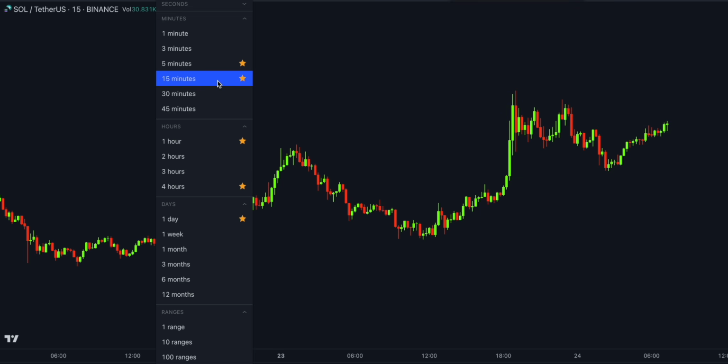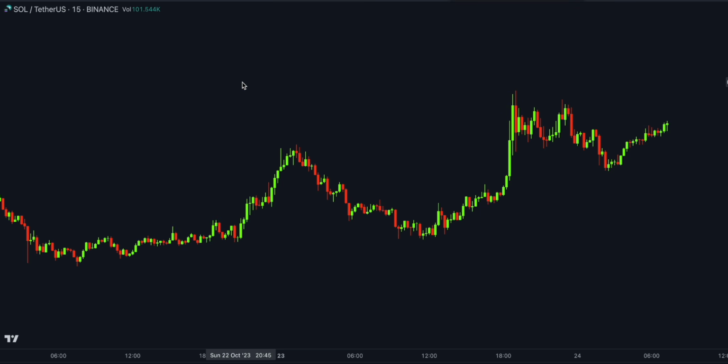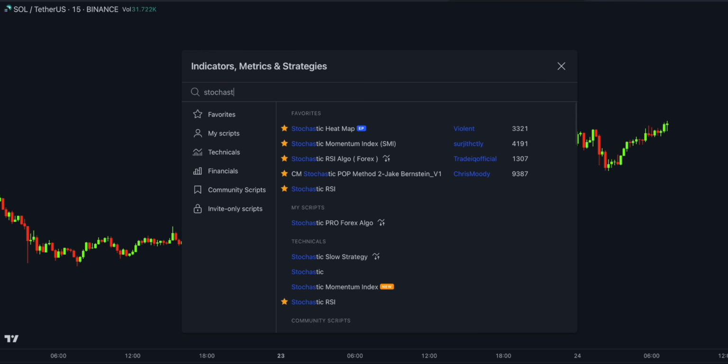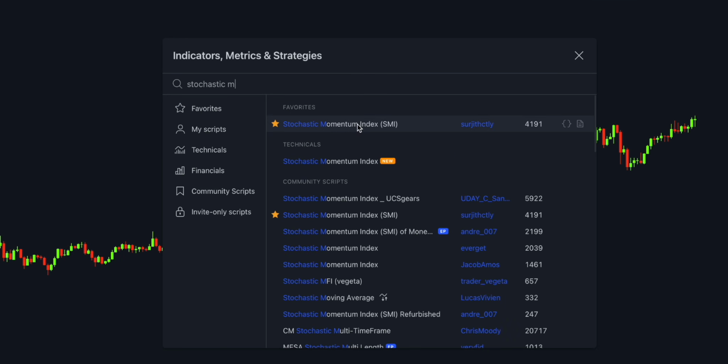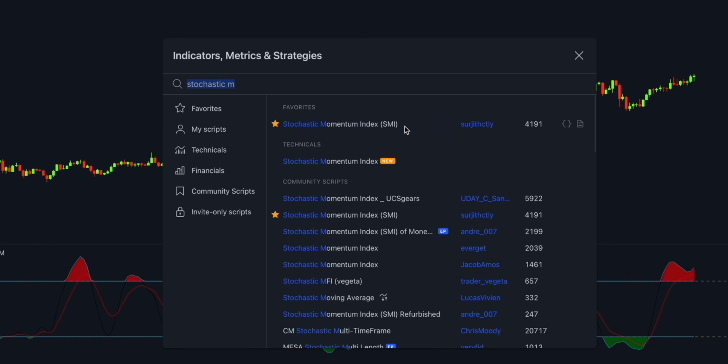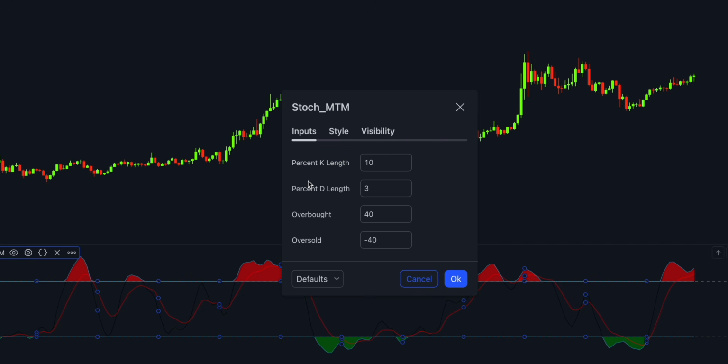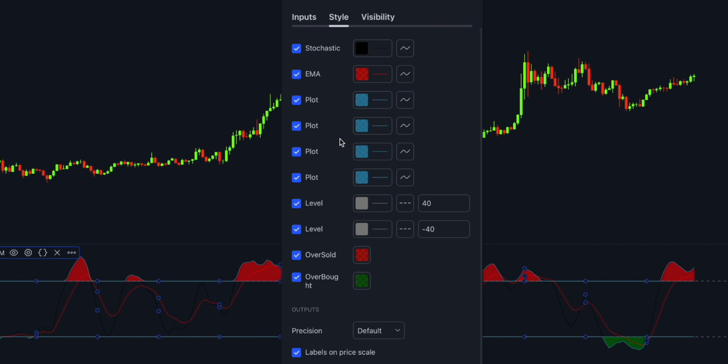To apply this indicator on your chart, log into your TradingView account and open any market. Currently, I am monitoring the Solana price chart on the 15-minute time frame. Open the indicators and search for the Stochastic Momentum Index. Select this one by surgically. Before we do anything else, let's open the indicator's inputs and change the stochastic line color from black to white.